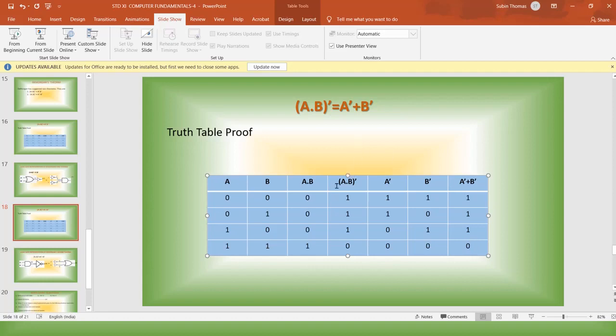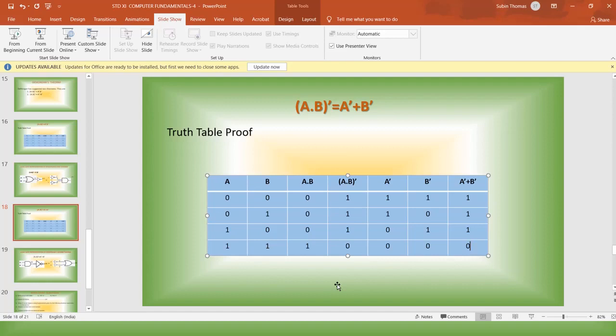Left side is A B the whole complement: 1, 1, 1, 0. Right side is A complement plus B complement. So again 1, 1, 1, 0. So both are equal. So from the above table we can say that A B the whole complement equals A complement plus B complement. That is your De Morgan's second theorem.